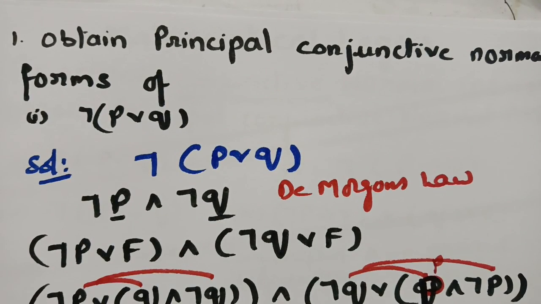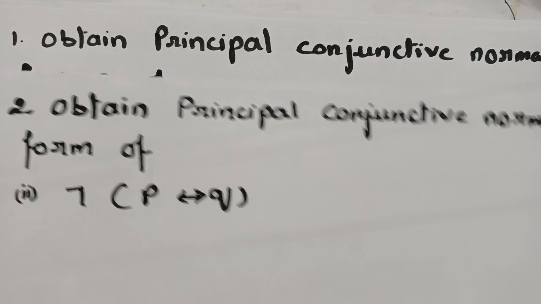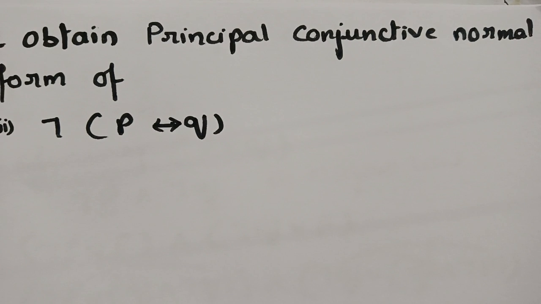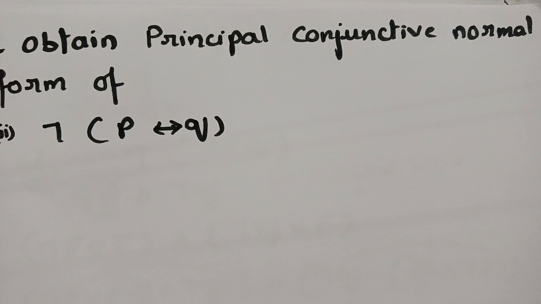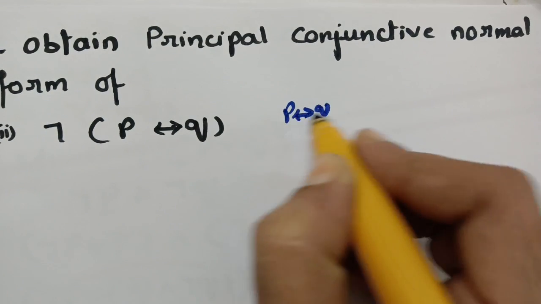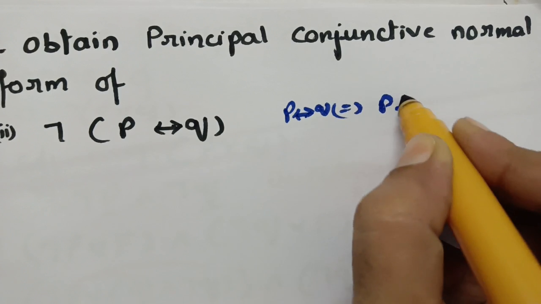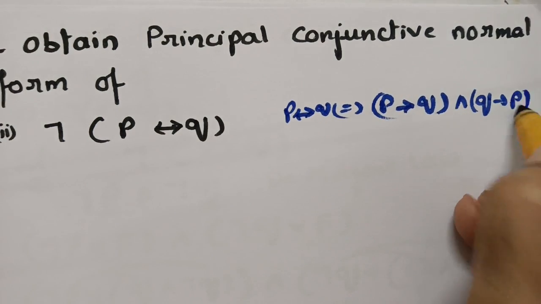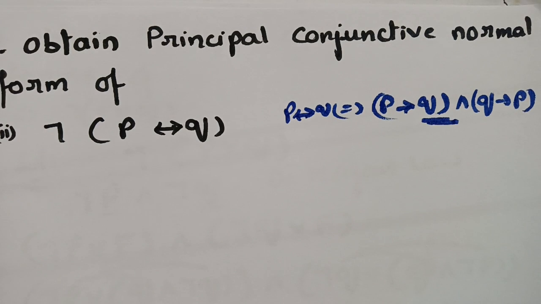And the next equation here is also important. Next we have to obtain the principal conjunctive normal form for negation of P, double implication Q. For double implication, what is the formula here? The equivalent formula for double implication is P implies Q and Q implies P. So this formula I am going to use here.